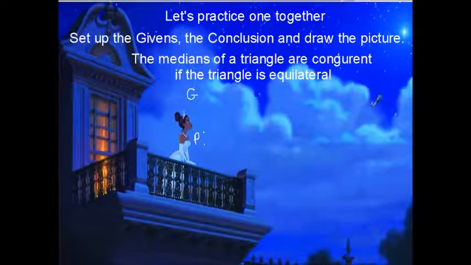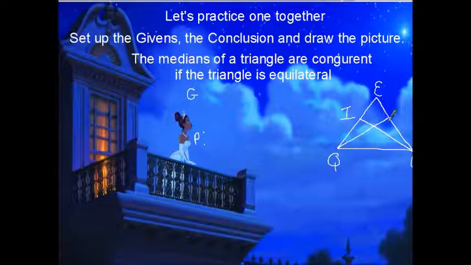Now, first and foremost with our picture, we know we're going to have one triangle. Let's call this triangle EQU for equilateral. Now, we know we're going to have medians. So let's draw medians from each vertex. Let's make that an I. Let's make that an L. And let's make that an A.